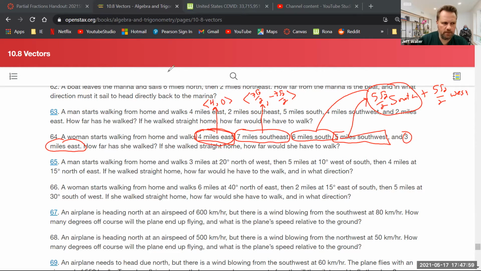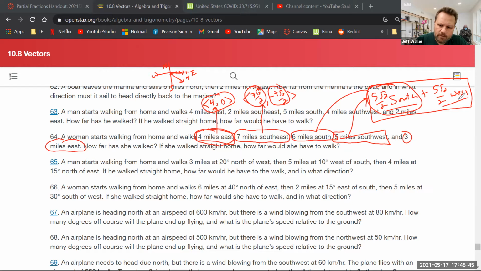Does that make sense to anybody? So if this is my east, then 4 east is written as 4, 0. And then 7 miles southeast is written as a part east and a part south. So yeah, you could write it like that if you want to, but you don't have to, because I didn't in the first place. I just wrote them as so much south and so much west. So you can represent them as vectors if you want to, but you don't have to.